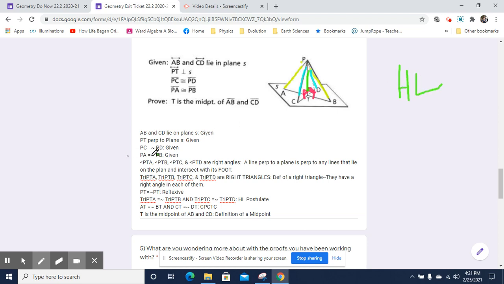Okay, and once we have that, then we can say that this is congruent to this, and also this is congruent to this. You can't really see it, but these segments on either side of T are congruent, and these segments on either side of T are congruent, and therefore T is the midpoint of AB and CD by definition of a midpoint.